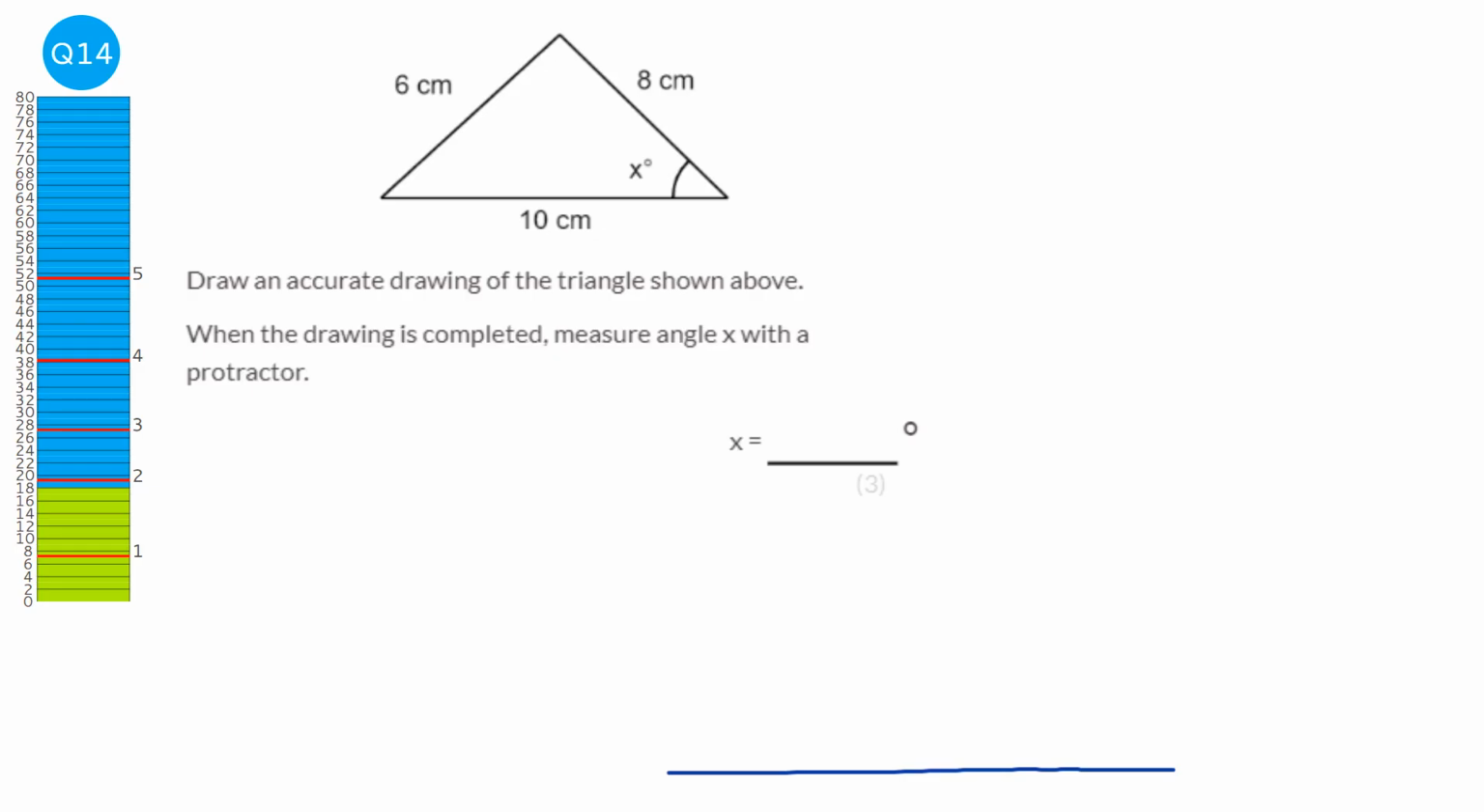We measure 6 centimeters on our compass, and put a little arc there. We do the same on the other side for 8 centimeters. So we do our 8 centimeter arc from the right hand side, putting the point of the compass here, and it should be like that. You can see where the two arcs overlap, which is here, and we can join these up with straight lines.